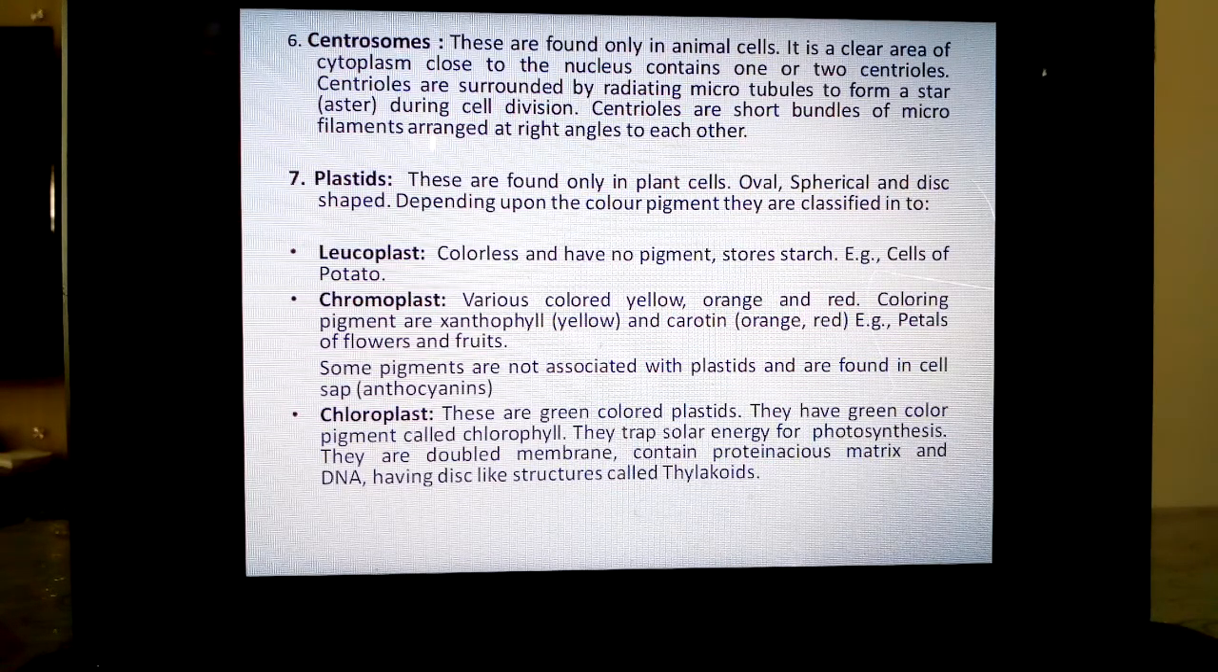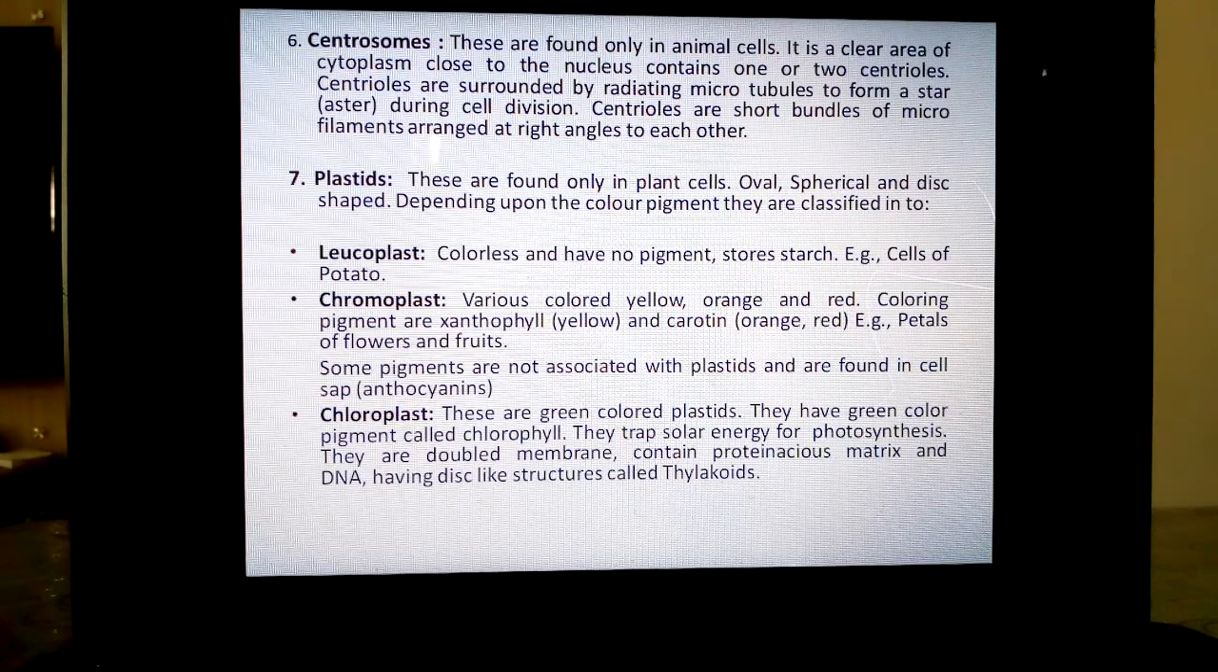There are three kinds, namely leucoplast, colorless. They are colorless and have no pigments. The leucoplast's function is storing starch. Colorless, no pigment, store starch. Example, cells of potato, sweet potato, all these contain colorless leucoplasts. Rice, wheat, everything. Chromoplast: various colors, yellow, orange and red.